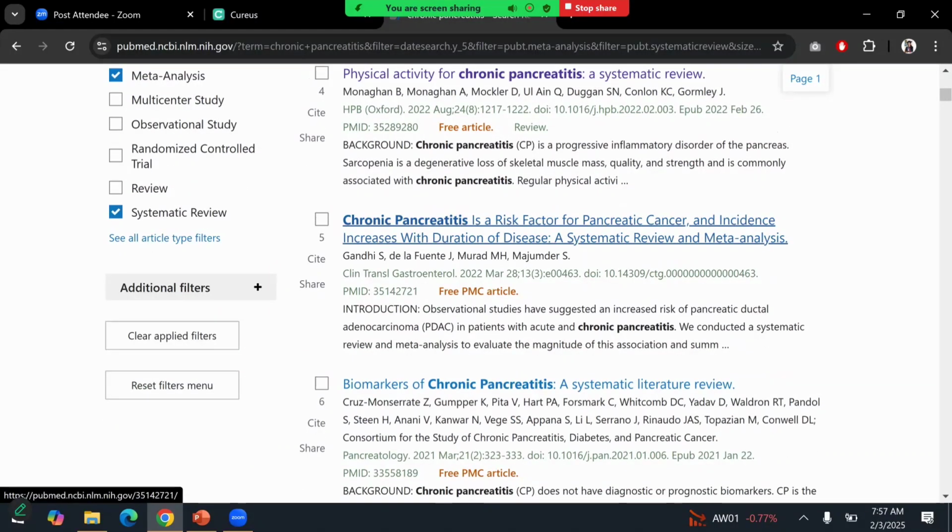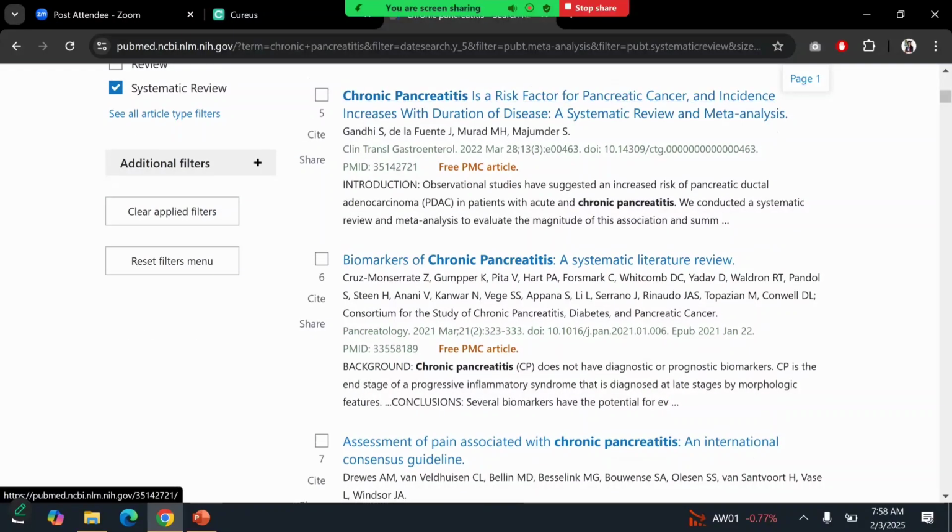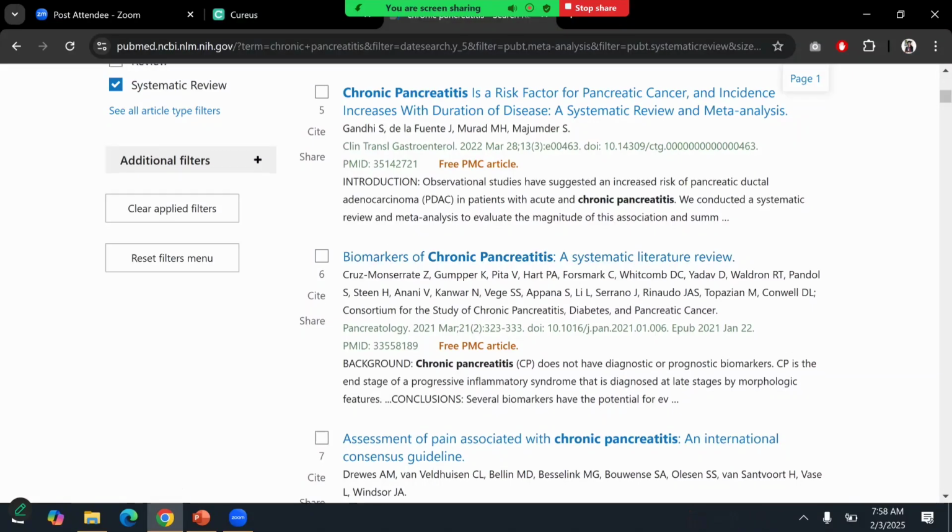Similarly, chronic pancreatitis is a risk factor for pancreatic cancer. So one concept is chronic pancreatitis, and second is that it is a risk factor for pancreatic cancer. And the study also included that incidence increases with duration of disease. You don't have to include any additional or third concept if you find it somewhat complicated, but you can have three concepts as well. This is also two concepts, biomarkers of chronic pancreatitis. Chronic pancreatitis is concept one and biomarkers is concept two.